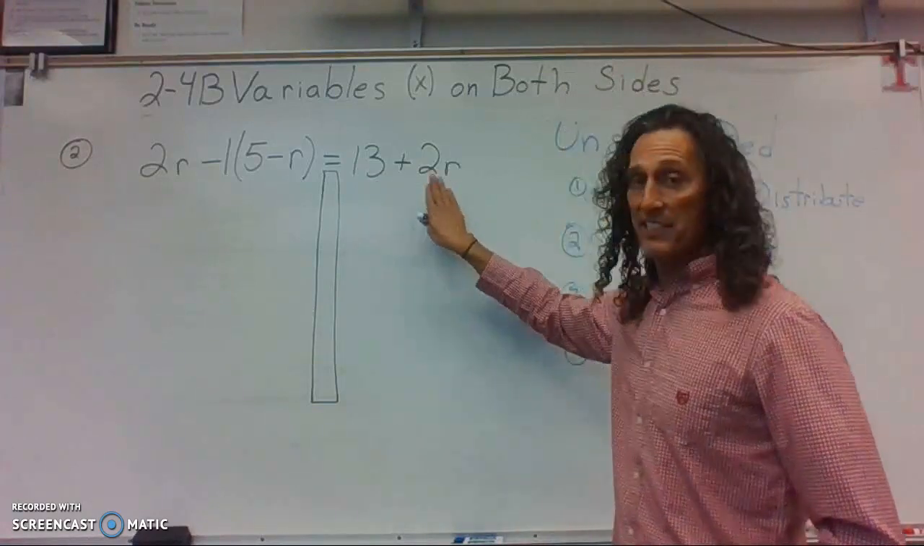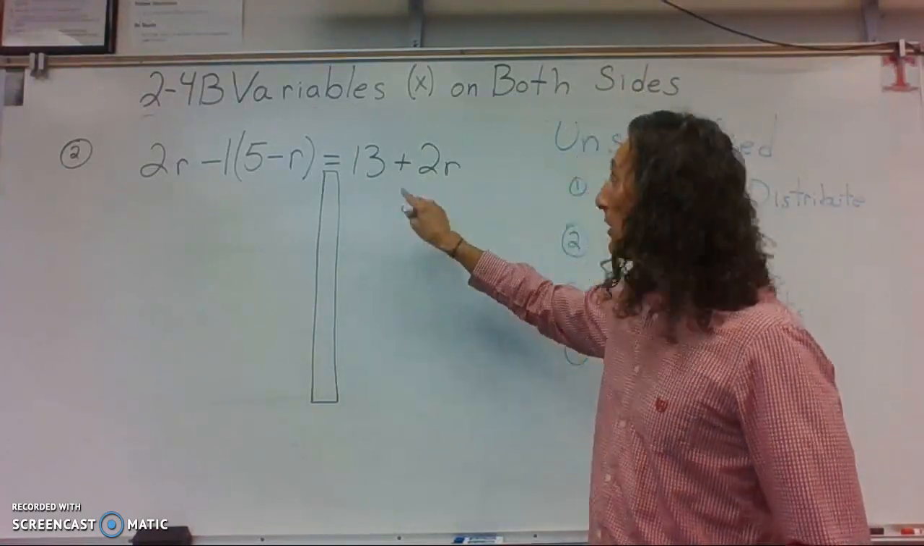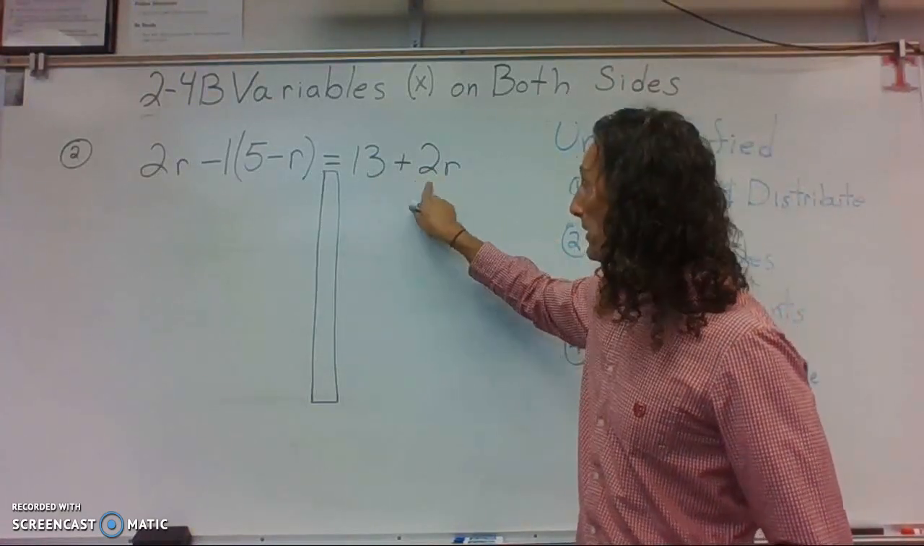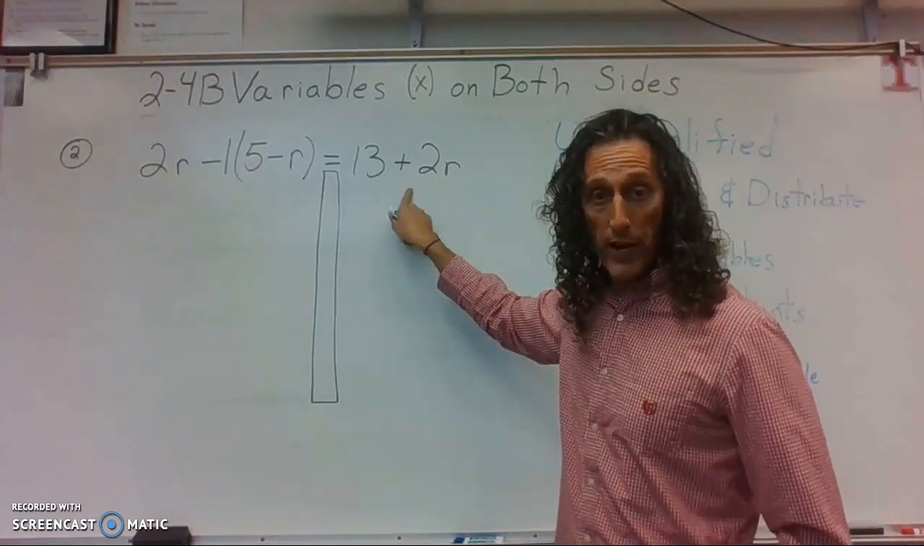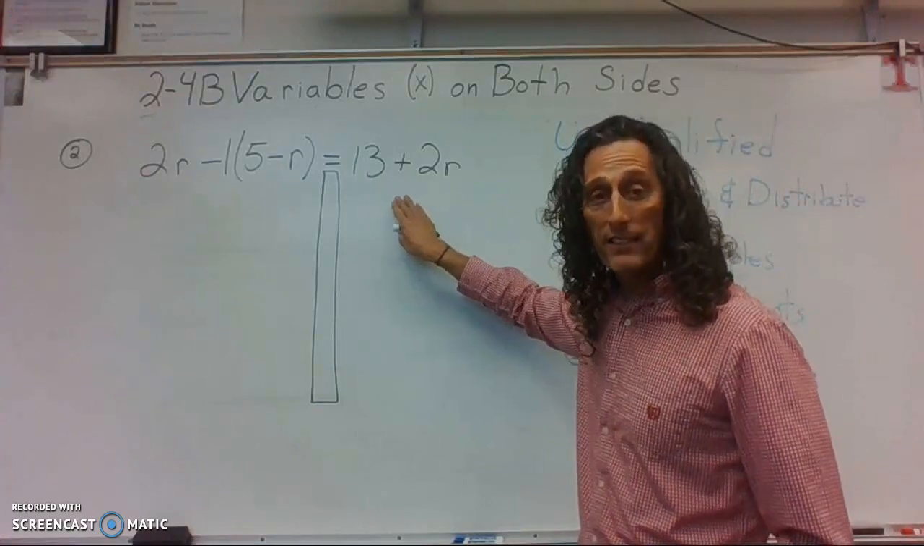This side is simplified. Right? There's only 2 things going on. That's a 2r. That's a plain 13. So when you only got down to 2 families, they're different families because he doesn't have an r, and he's not a plain number, that's simplified.